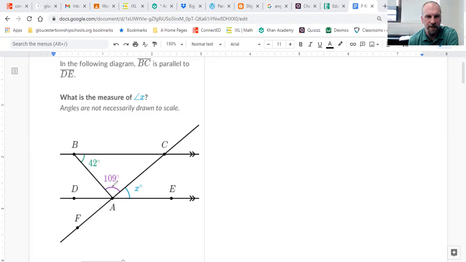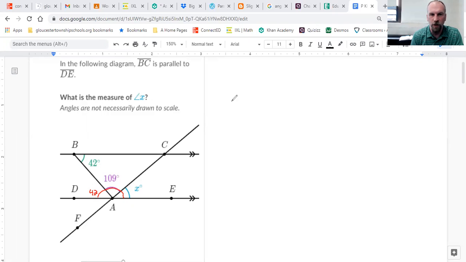But I see that X and 109 and this blank space angle all together form a straight line. All three of these together would form a straight 180. So if I can find this piece over here, I can use that with 109 to find X. Well, I can find this piece because I can look at alternate interior angles. If BA is my transversal, 42 up here and 42 down here are alternate interior angles. And now I can use that as a straight 180 to find out X.